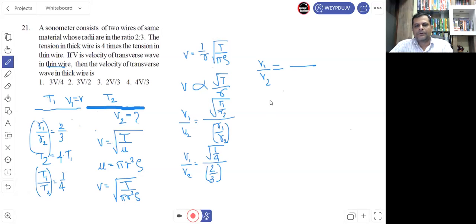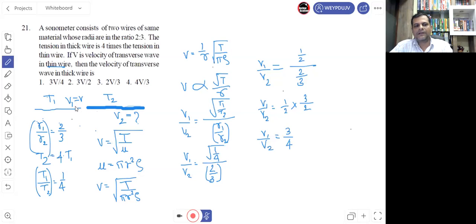root of 1 upon 4, meaning how much is it, that becomes 1 upon 2, and this 2 by 3 is already there as it is. So v1 upon v2 finally becomes equal to 1 upon 2 into reciprocal of this, that is 3 by 2, correct? And hence v1 upon v2 comes out to be equal to 3 by 4 actually.